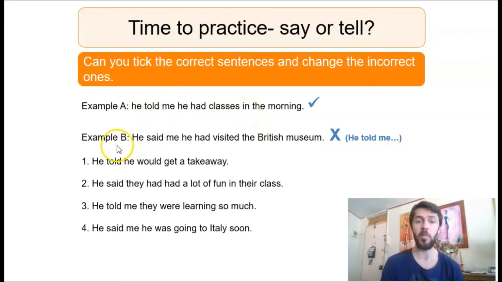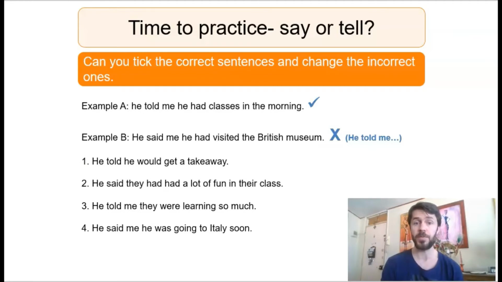But example B: he said me. No, it's say something, not say someone something. He had visited the British Museum. So you have to correct this: the correct version is he told me he had visited the British Museum. Do the same for 1 to 4, and then we'll check together. Pause your video now, and we'll see in a couple of minutes how you did.